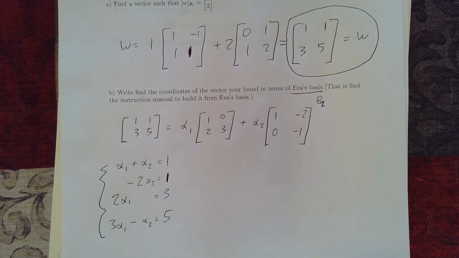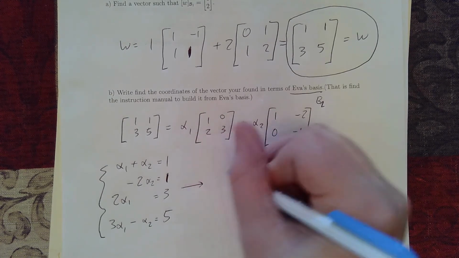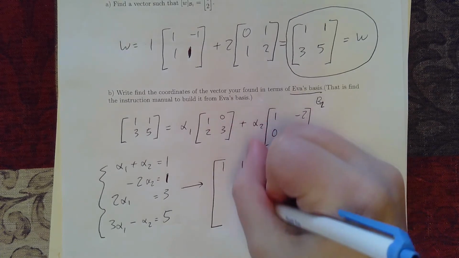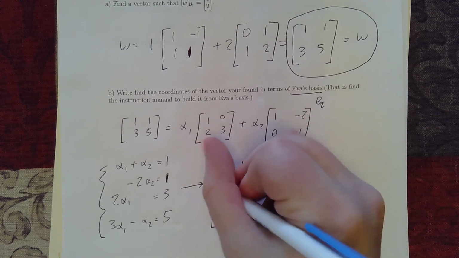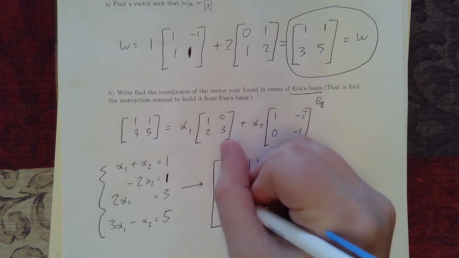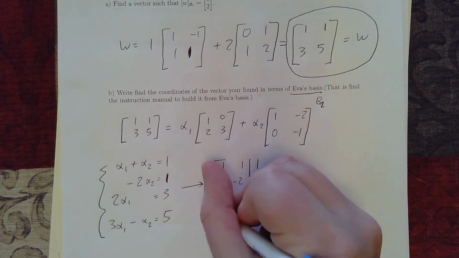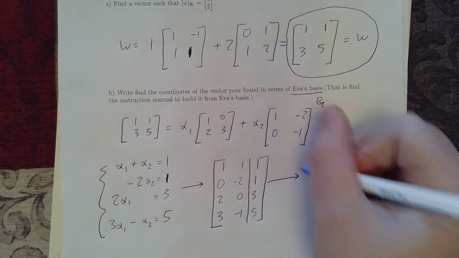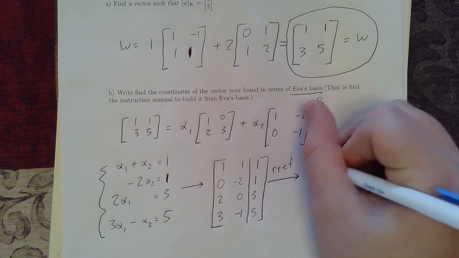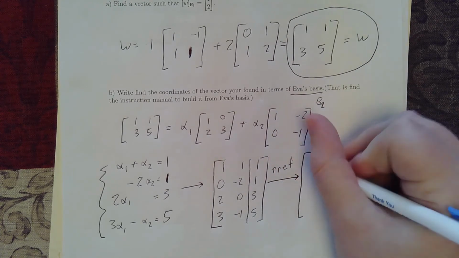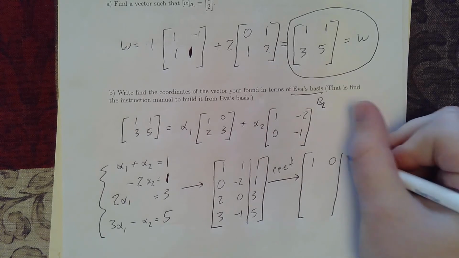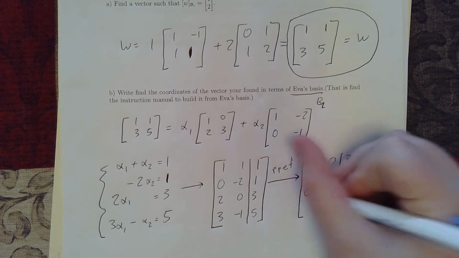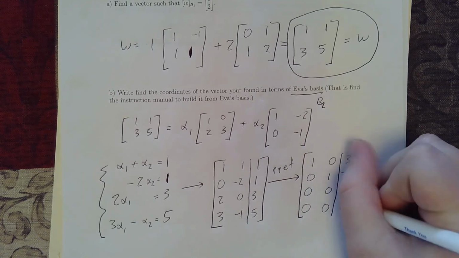And so we can use the system of equations to set up a matrix. So we have 1, 1, 1, 0, negative 2, 1, 2, 0, 3, and 3, negative 1, 5. And when we get the reduced row echelon form of this, we end up with 1, 0, 3 halves, 0, 1, negative 1 half, 0, 0, 0, 0, 0, 0.